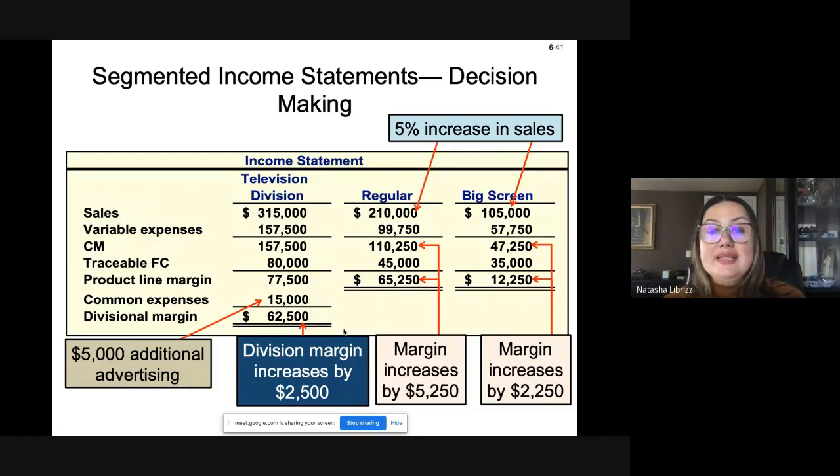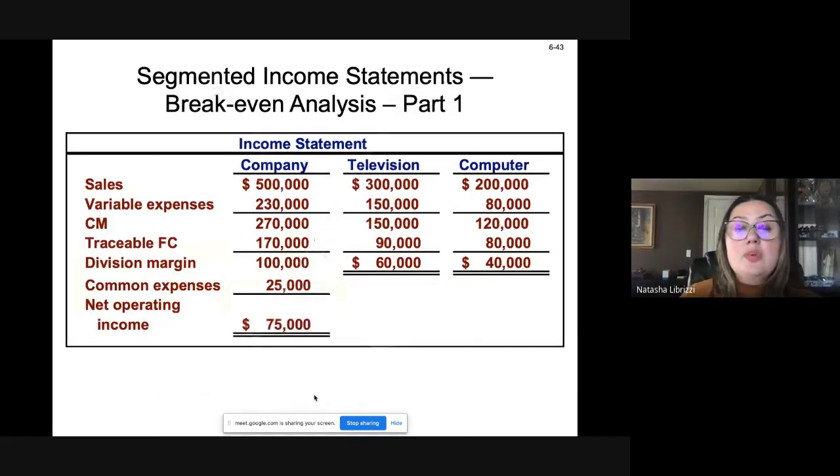All right. So segment income statement decision making. What if we have a 5% increase in sales? Suddenly you can see the increases within a division, right? So this margin increased by 2,250. This one increased by 5,250. So we already know break-even analysis. We can do some of those calculations. But division margin overall increased by 2,500. So overall, that's a great decision because other costs did not go up. That's great.